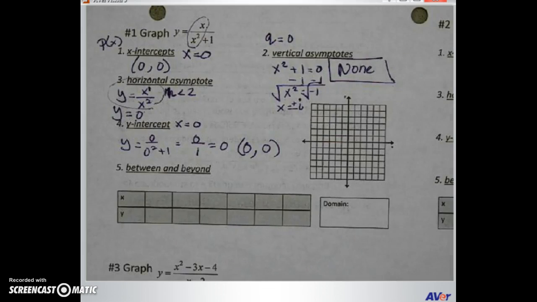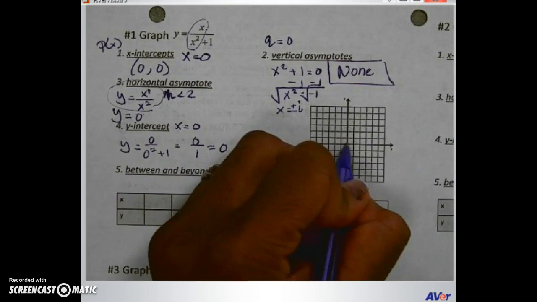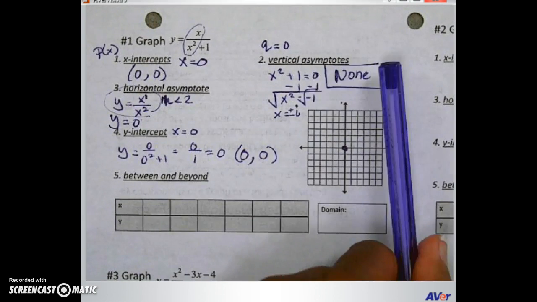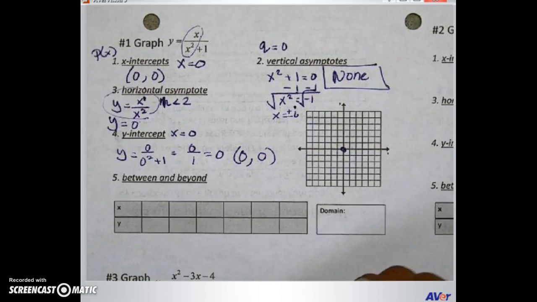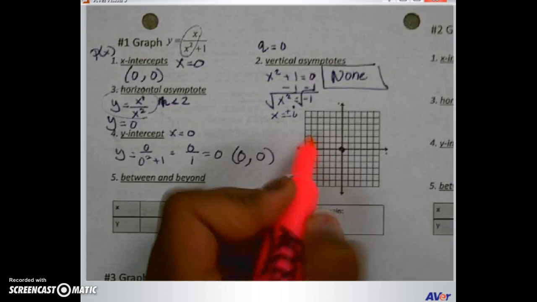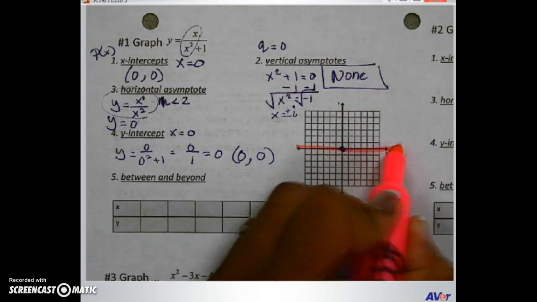So let's now, before we get to step 5, graph what we know. So the x-intercept was 0, 0. We know that. The vertical asymptotes, the line that would go vertically here, we don't have one, so that's none. Horizontal asymptote, though, is y equals 0. And now you might be freaking out or thinking, oh, we messed up.